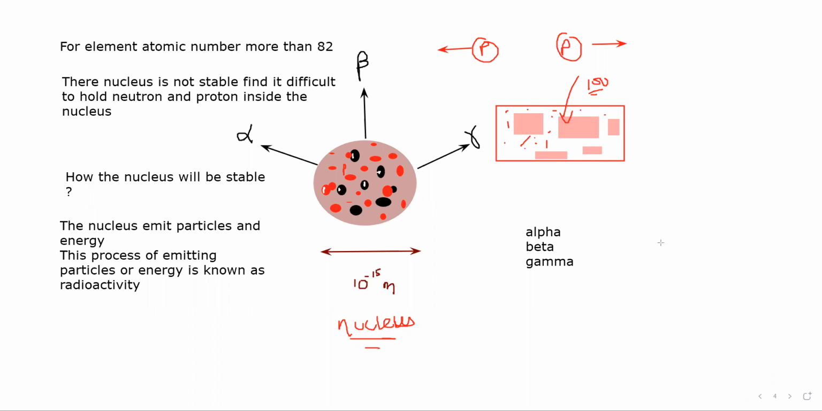Now 82 is a proton number. It's not the nucleon number, because this is the atomic number. Atomic number means number of protons. So elements which have a proton number more than 82 are radioactive. Naturally, they are radioactive. For elements which have an atomic number less than or equal to 82, those elements are stable elements, not radioactive naturally.